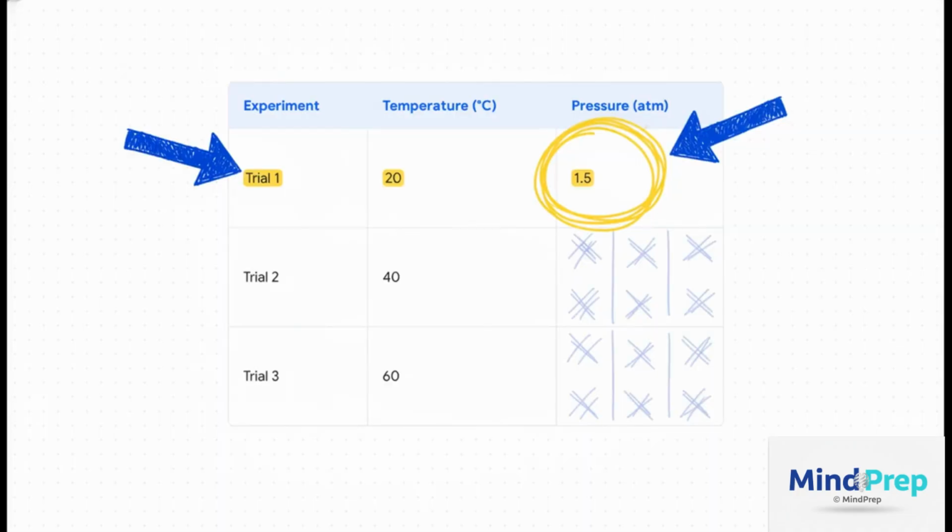Let's make this super simple. Say the question asks, what was the pressure during trial 1? Okay, step 2, find the row that says trial 1. Got it? Step 3, find the column that says pressure. And look at that. Where they meet, you have your answer, 1.5. See? You didn't even have to look at the other numbers.